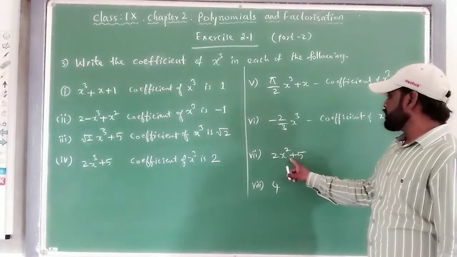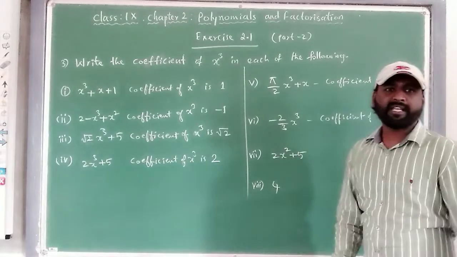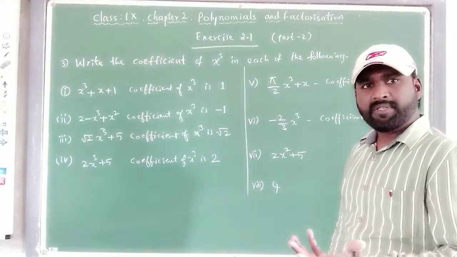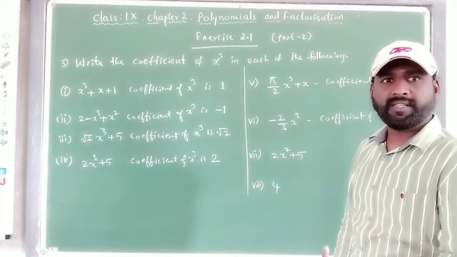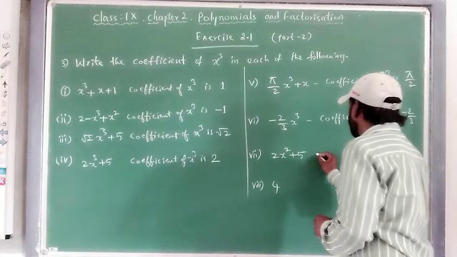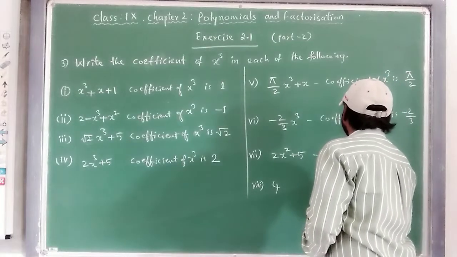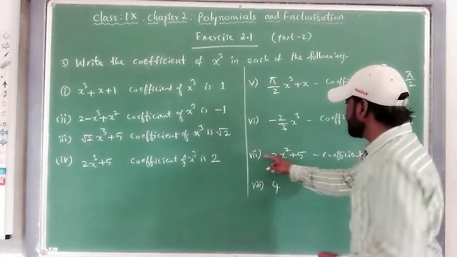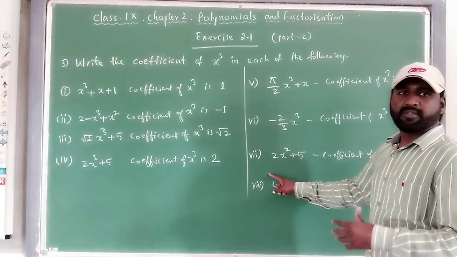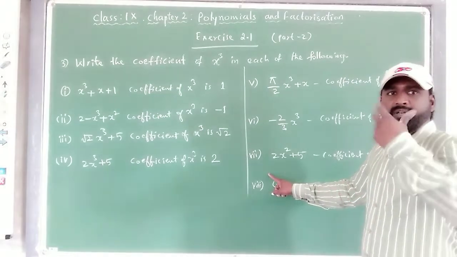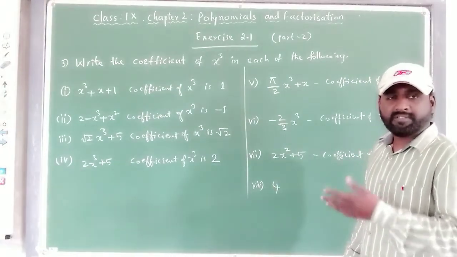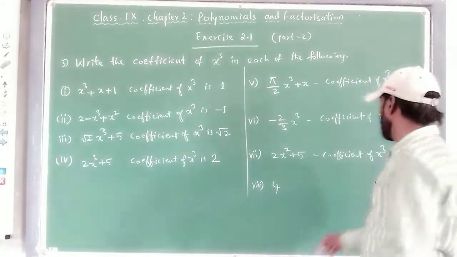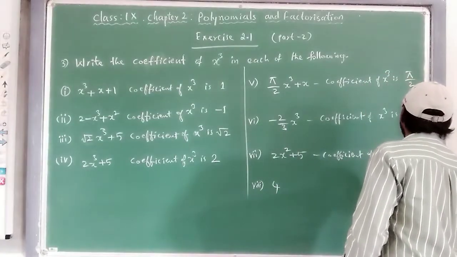Next, 2x square plus 5. In this entire algebraic expression, there is no x cube term at all. No x cube term means the coefficient of x cube is nothing. So that is 0. So the coefficient of x cube, in this there is no x cube term at all. That is why there is no coefficient. x cube into 0 will be entirely 0. There is no x cube term, so the coefficient of x cube is 0 here.